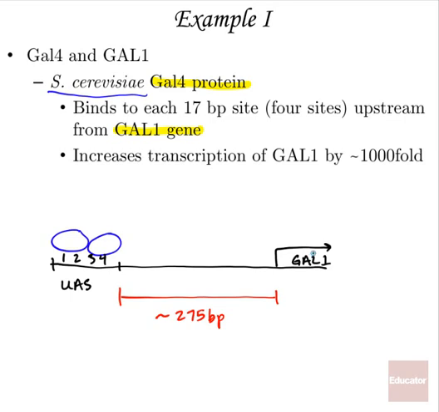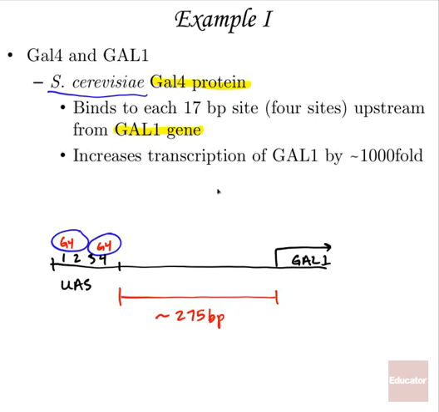And we can increase, so these are Gal4s, remember? So these are G4s. This can cause an increase of transcription about 1,000-fold. So if for example, you were supposed to only make 1 mRNA in a certain period of time, you make 1,000 times more than that.